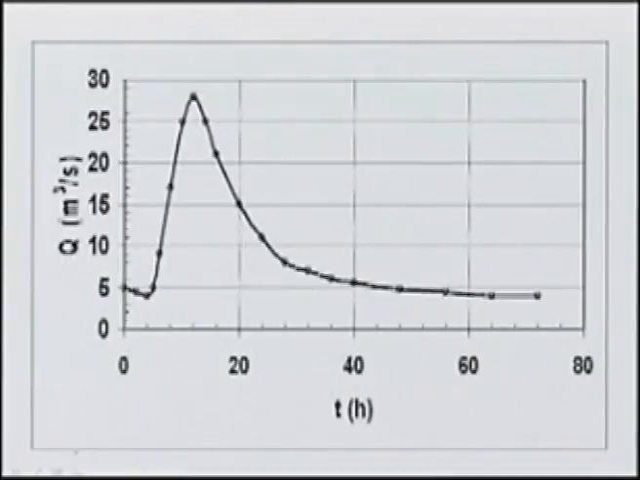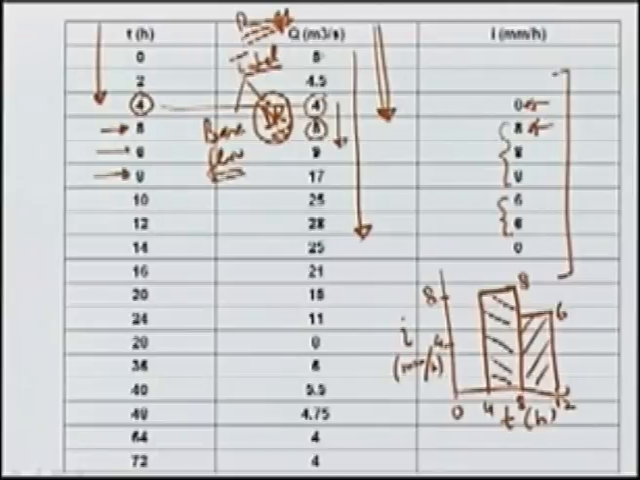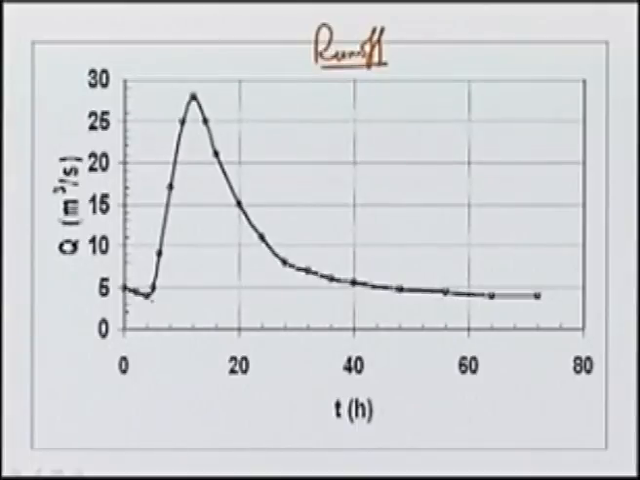So, if we plot the total runoff, so this is the runoff, it starts at 5, then it starts to go down. If we look at these values, 5, then 4.5 and 4. So, it goes down till the rainfall starts. So, this is the point at which the rainfall has started and then the runoff starts rising.